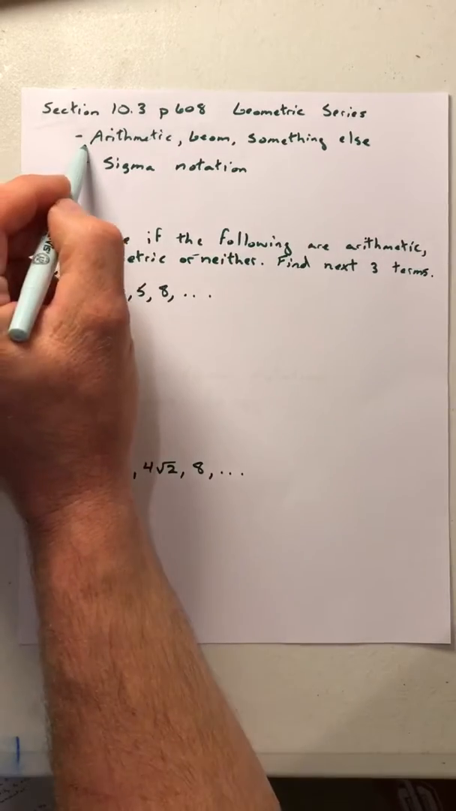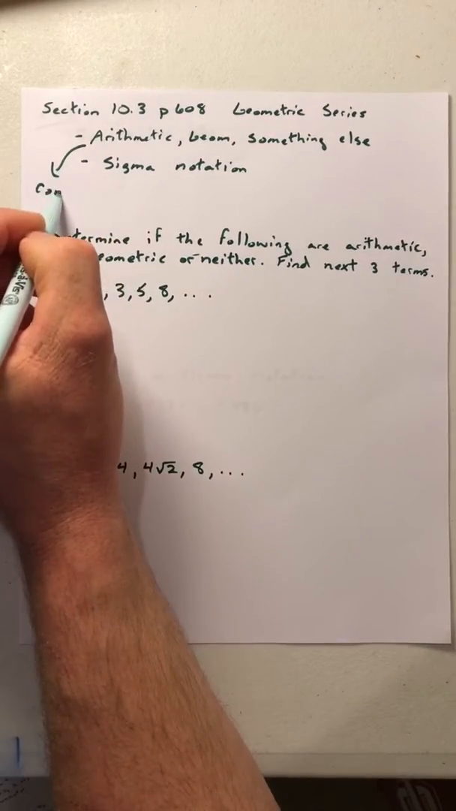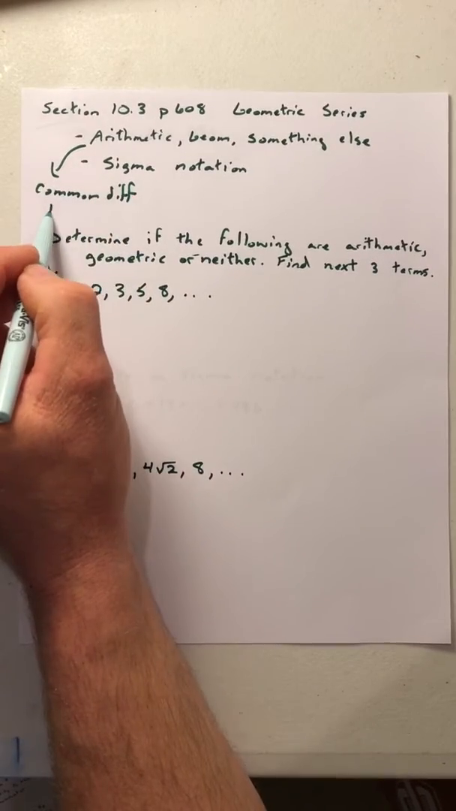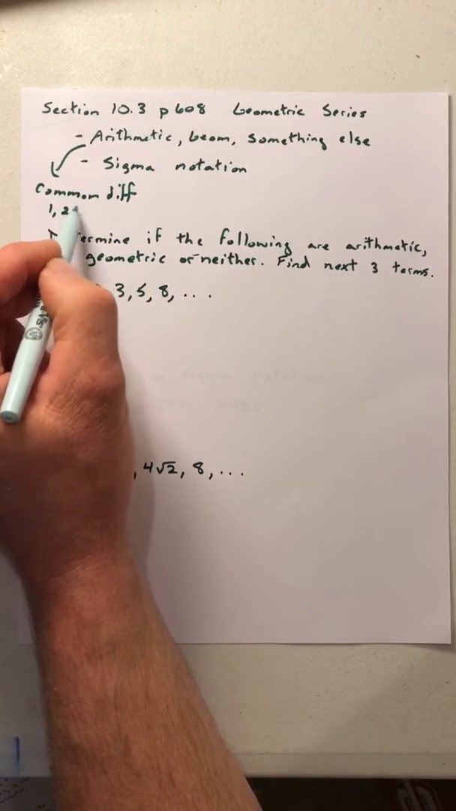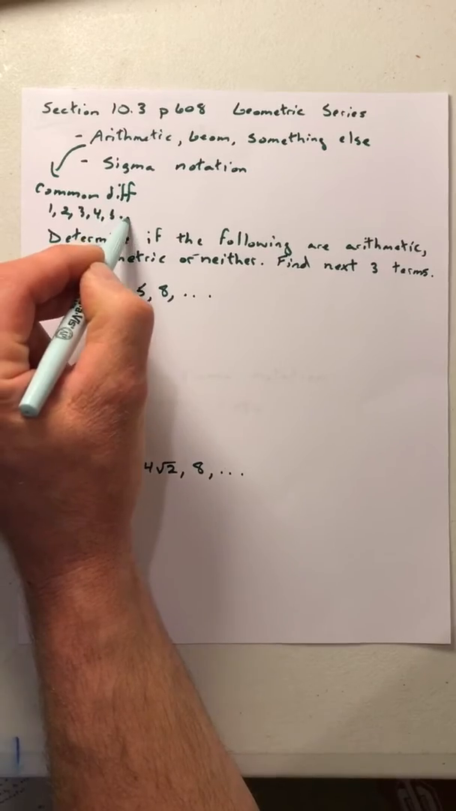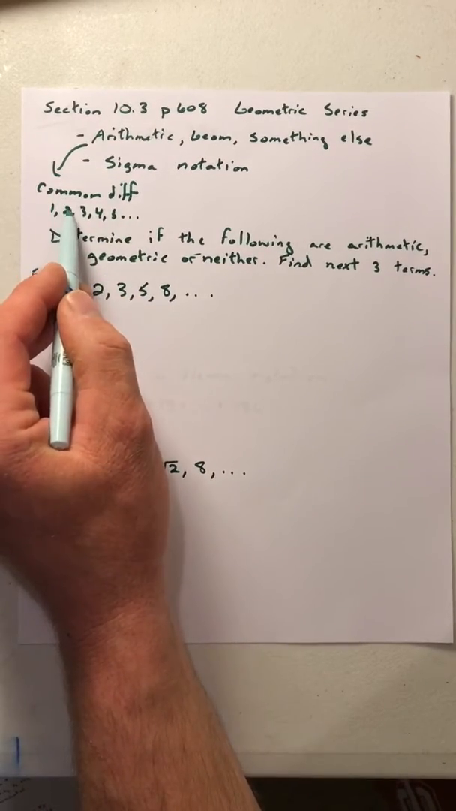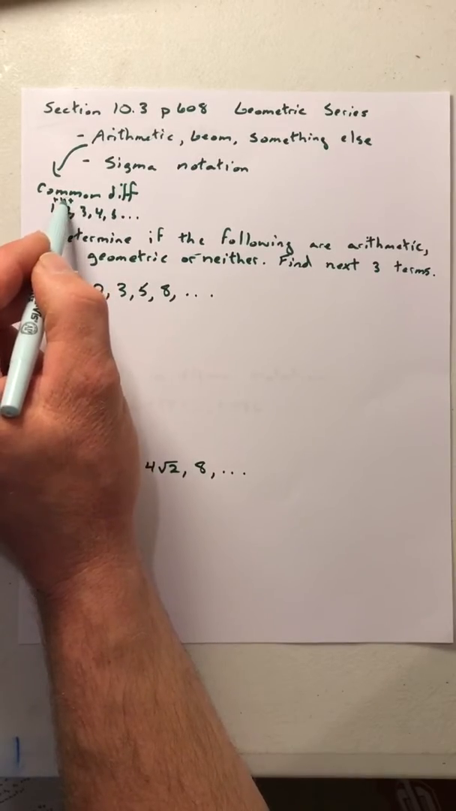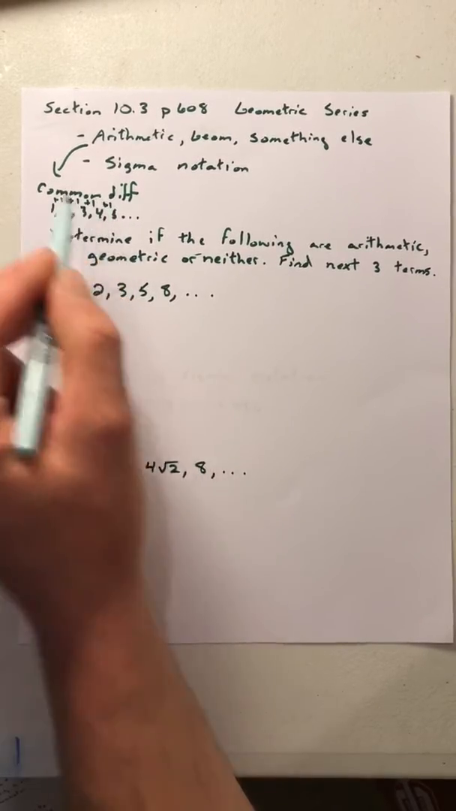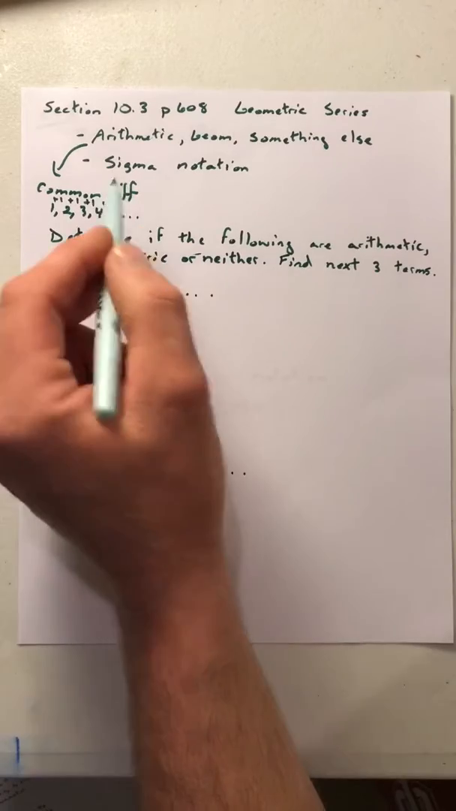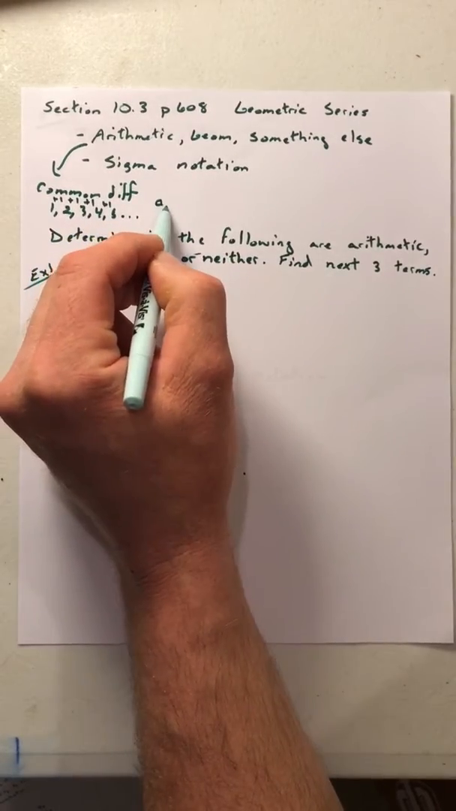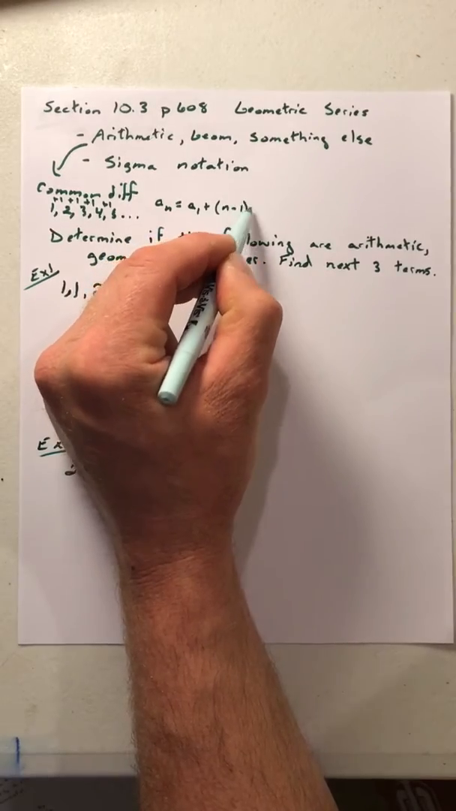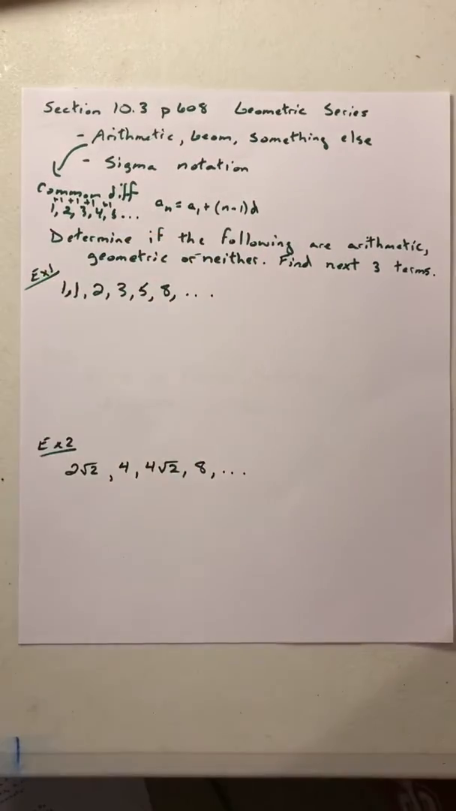So remember arithmetic sequences. Arithmetic sequences have a common difference. What does that mean? Well, if we had 1, 2, 3, 4, 5, and so on, we can get from one term to the next by simply adding 1. So our common difference there was 1. And remember the equation: a of n is the first term plus the quantity n minus 1 times that common difference.